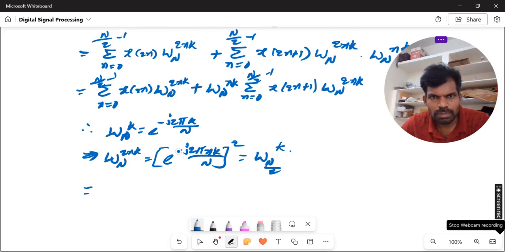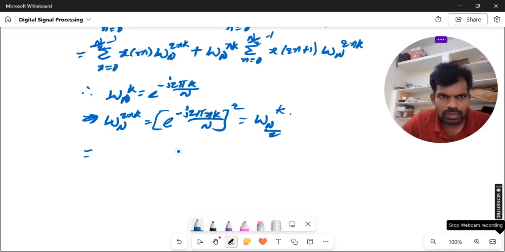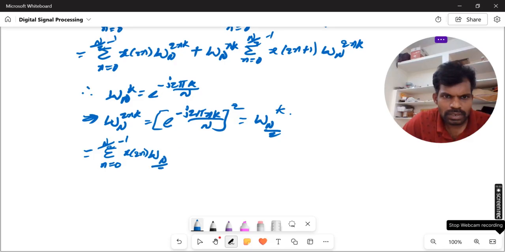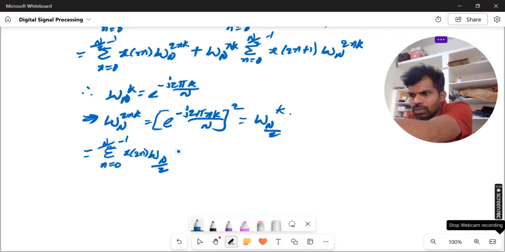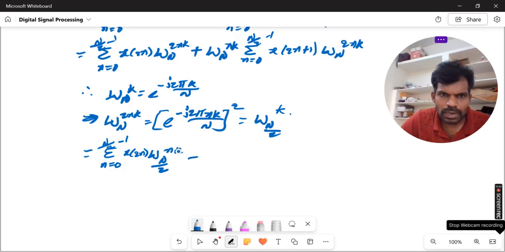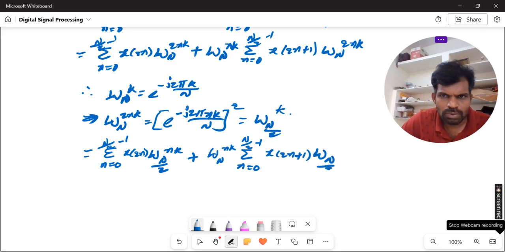So let us simplify this step. Therefore summation n is equal to 0 to n by 2 minus 1 x of 2n into, now how can we write this, w suffix n by 2 power nk plus w suffix n power nk summation n is equal to 0 to n by 2 minus 1 x of 2n plus 1 into w suffix n by 2 power nk.